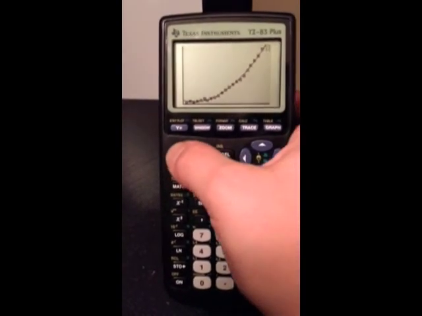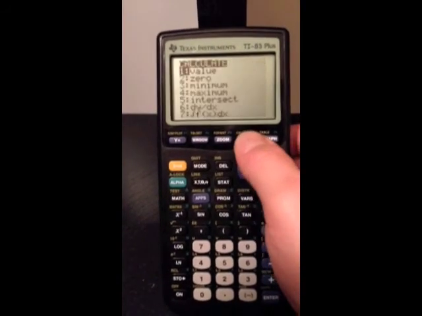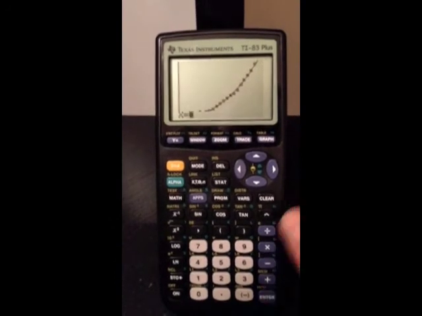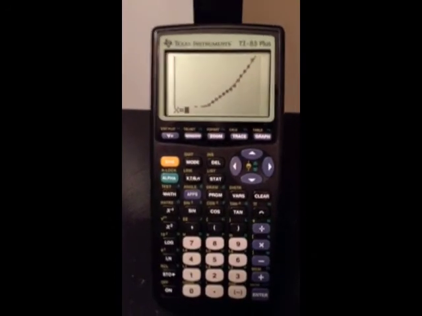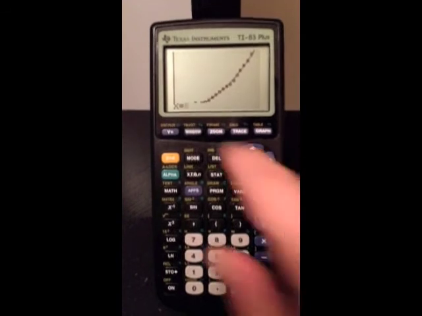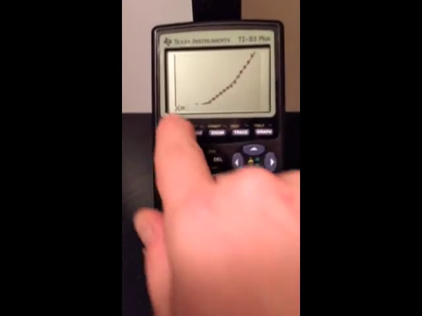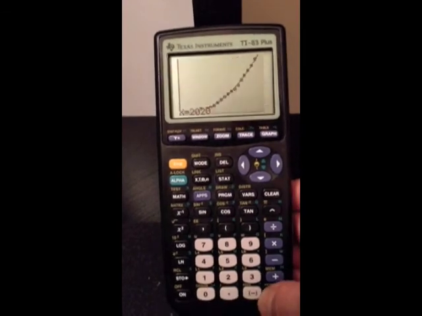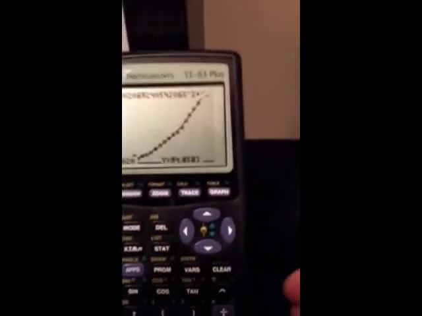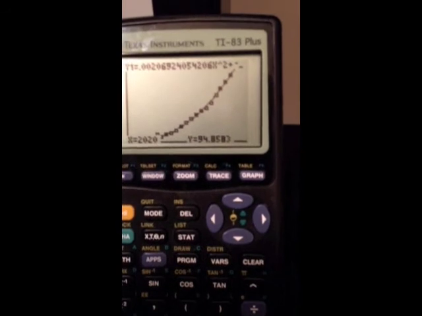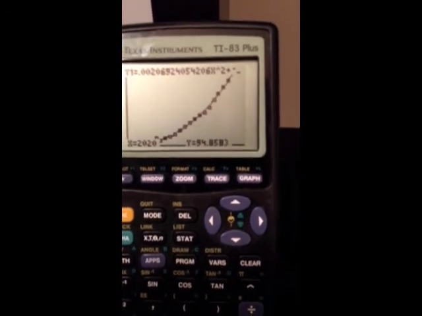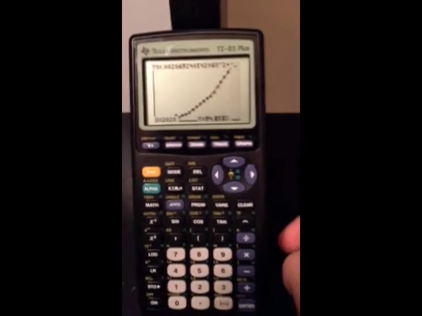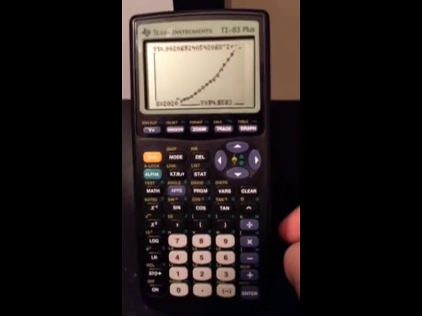Let's go to second, trace. We're going to calculate a value. So hit value. It's going to ask us for x. Our x value is going to be the year 2020, since our years are down here as x's. Type in 2020, hit enter. It'll spit back y, a number really close to 95, 94.85. So there's going to be somewhere near 95 people per square mile in the year 2020.